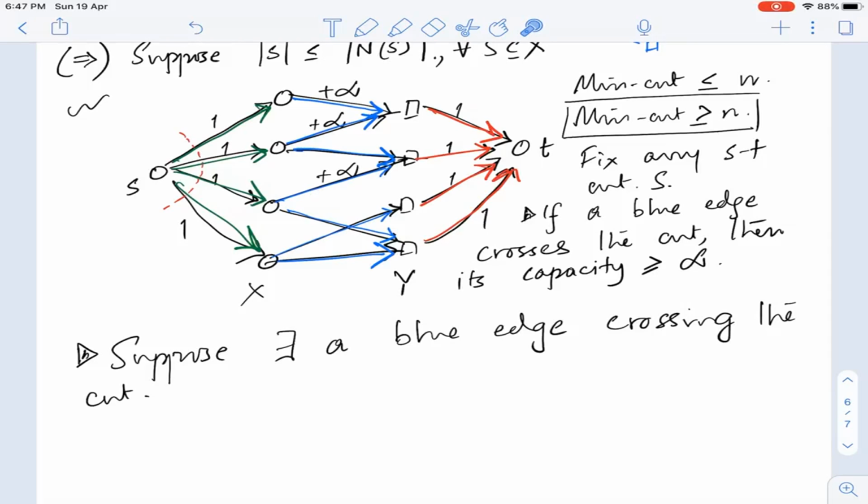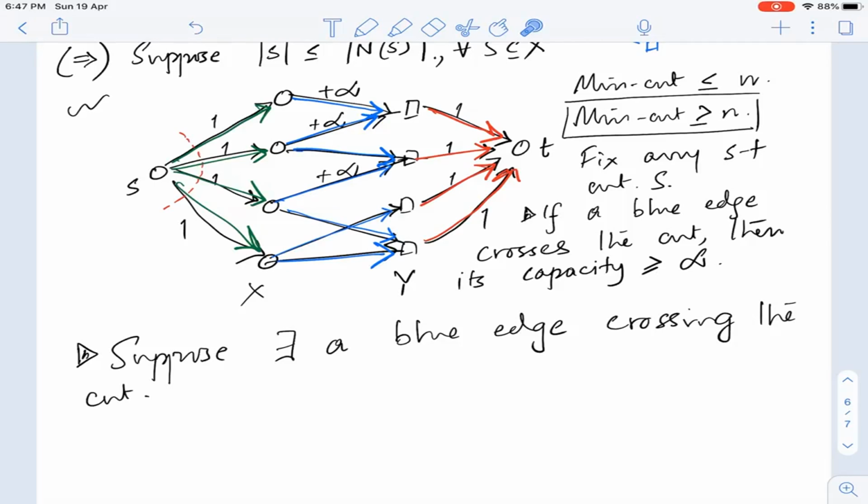And if the max flow in the graph is exactly equal to n, well then clearly there has to exist a matching which is of size n. In other words, that has to be a perfect matching. Okay, so that's the series of implications that we will use. So the only thing that remains to be shown is that the min cut is equal to n.